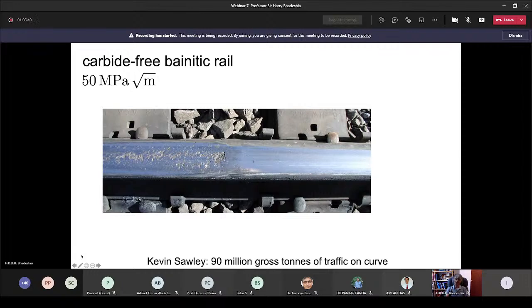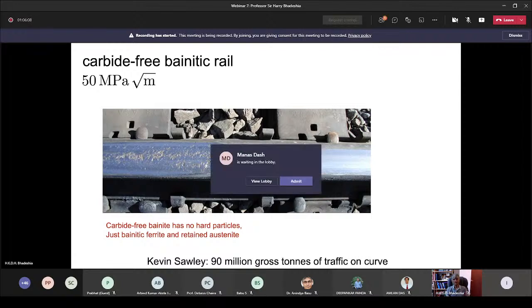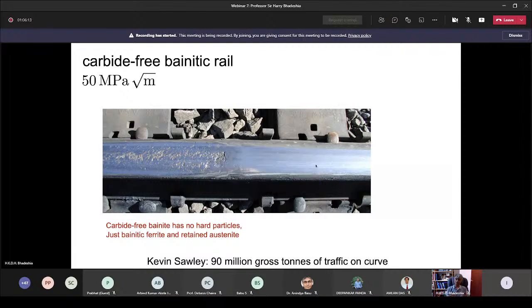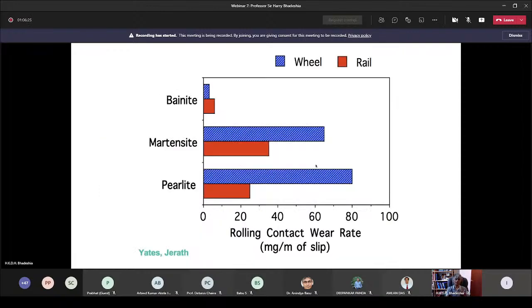And you can see that this is performing much better than the normal rail, where you can already see quite a lot of rolling contact fatigue damage. So this is very resistant to rolling contact fatigue. And one of the reasons why it also has a very good wear rate is that there are no hard particles inside the carbide-free Bainitic rail, so you don't get tiny bits of material coming off when a wheel passes over the rail. So in terms of wear rate, it also outperforms any conventional material.